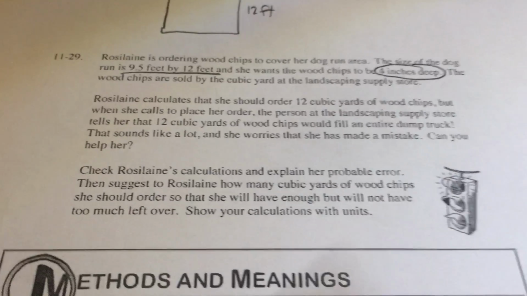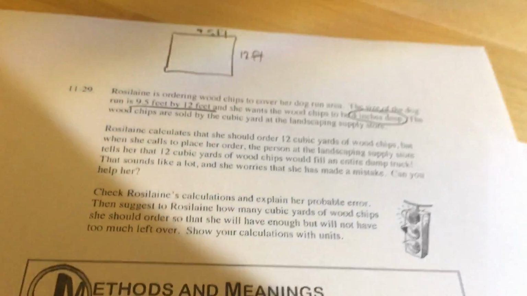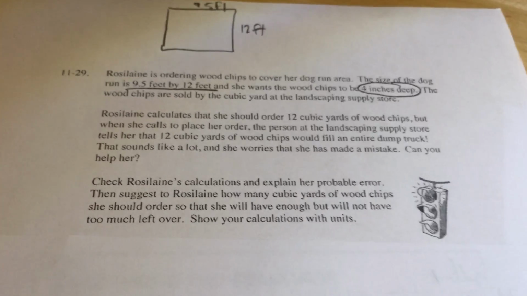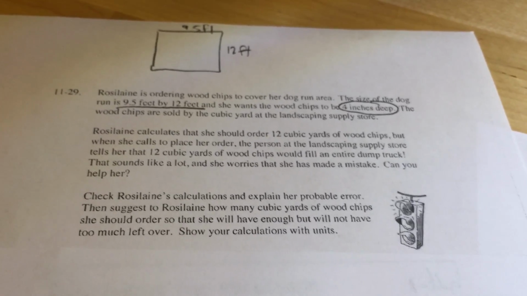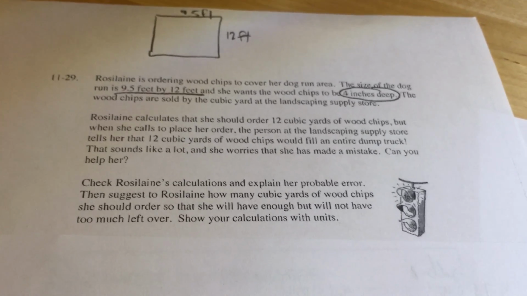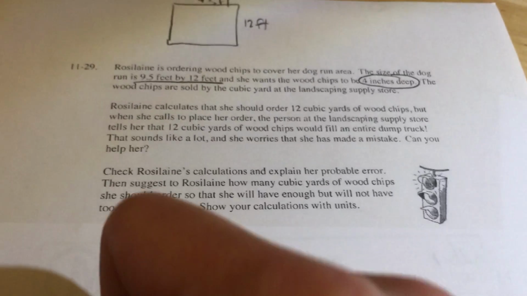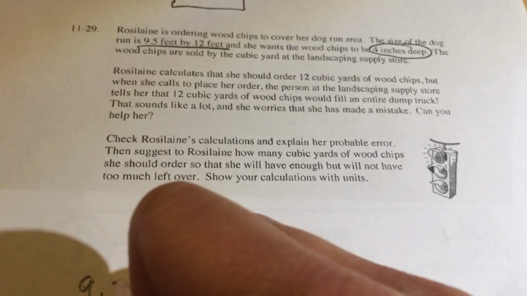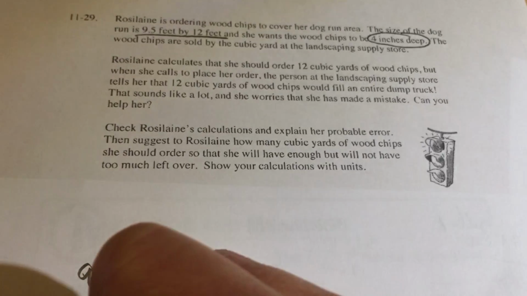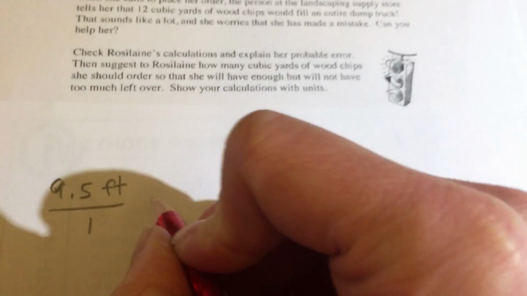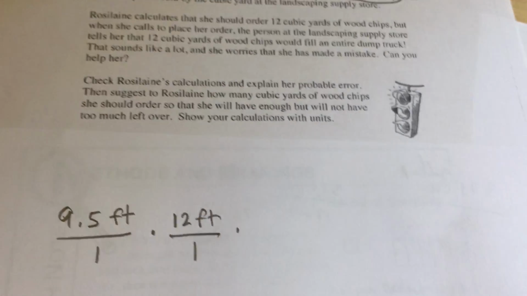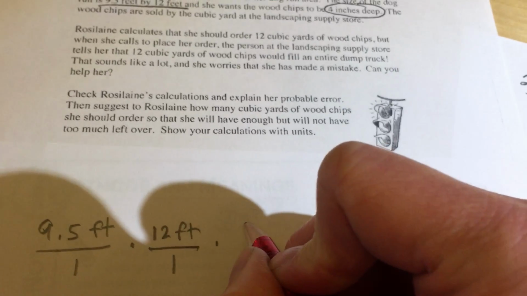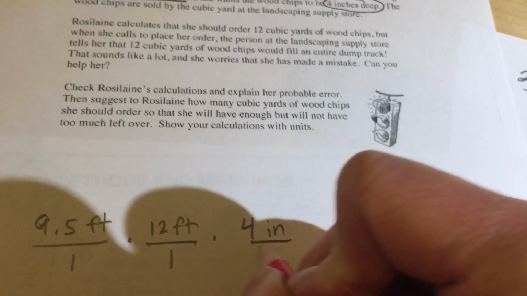All right, so again, I'm going to run out a little bit of space, so I'm going to bring in another piece of paper right here. I'm going to start off with what I know. I need to find the volume because it's going to be cubic yards. So I'm going to be multiplying 9.5 feet over 1 by 12 feet over 1, and I do want to multiply it by my 4 inches over 1.